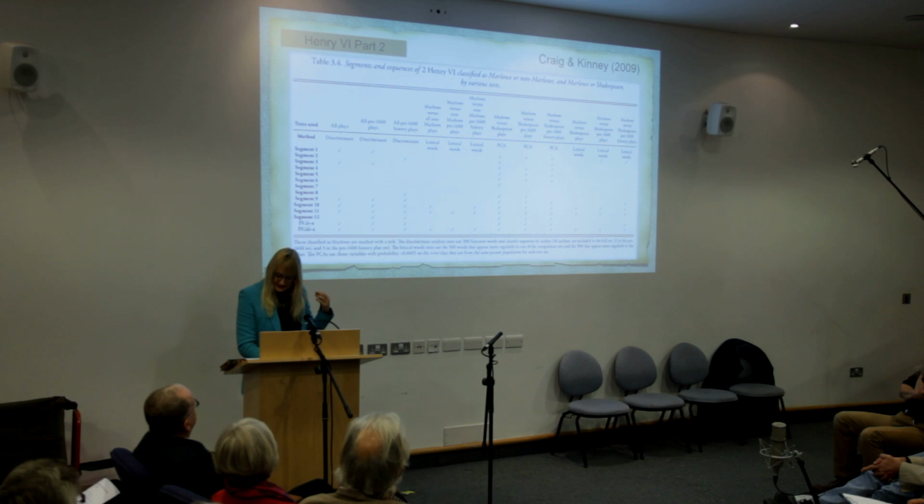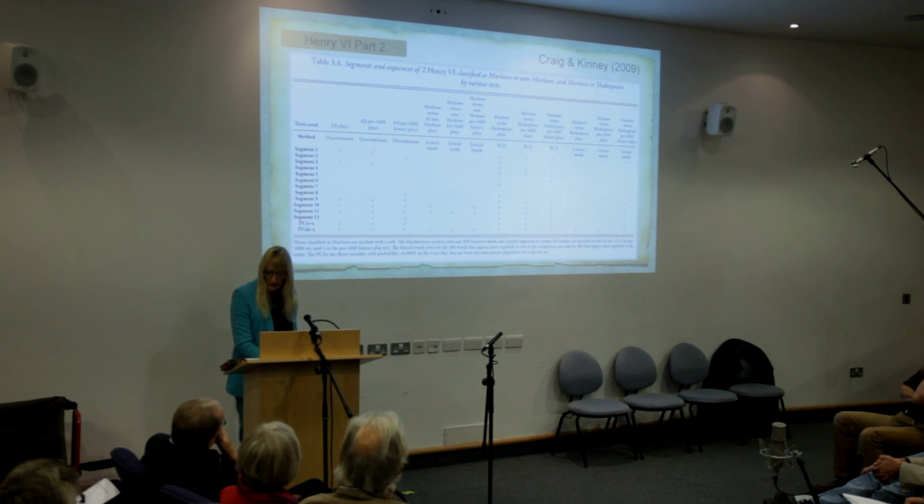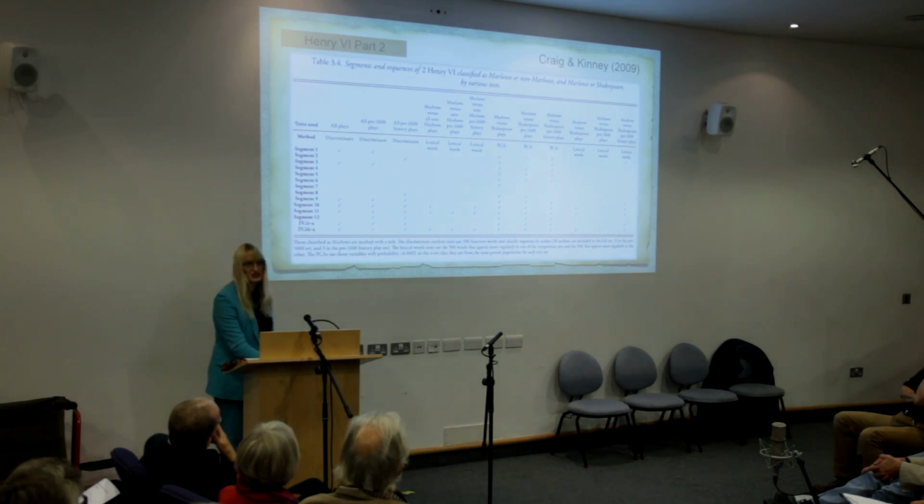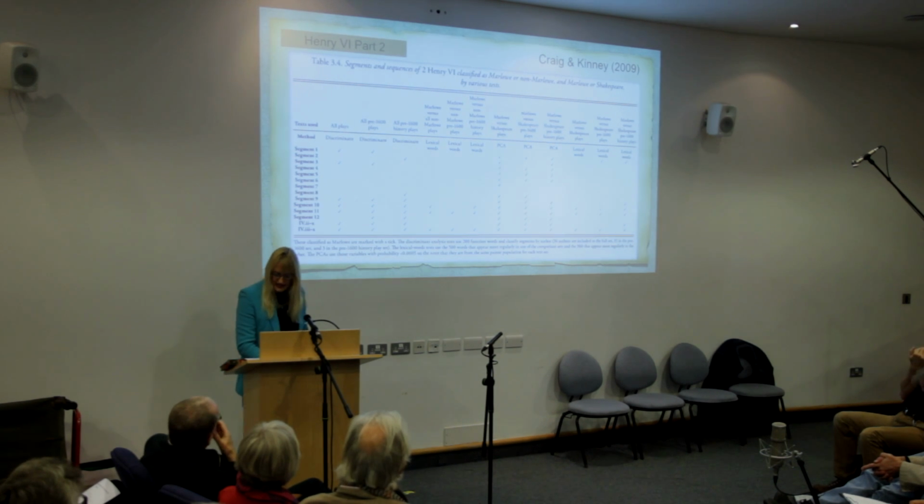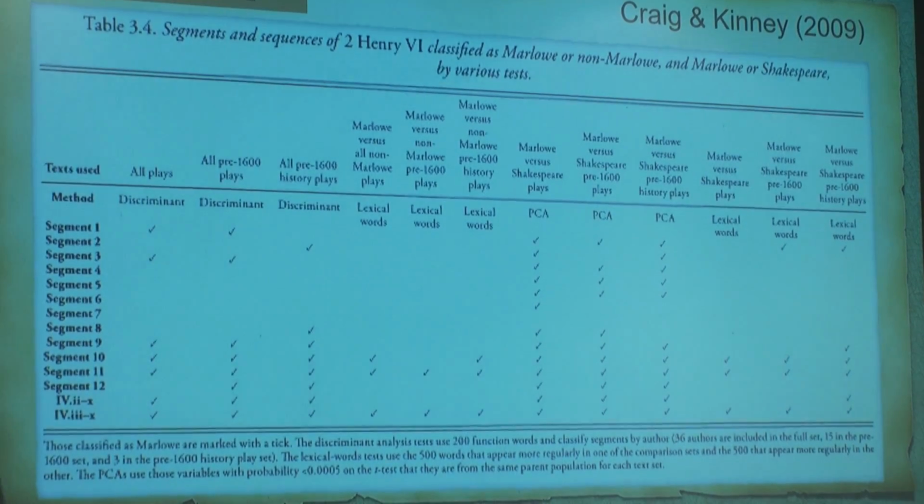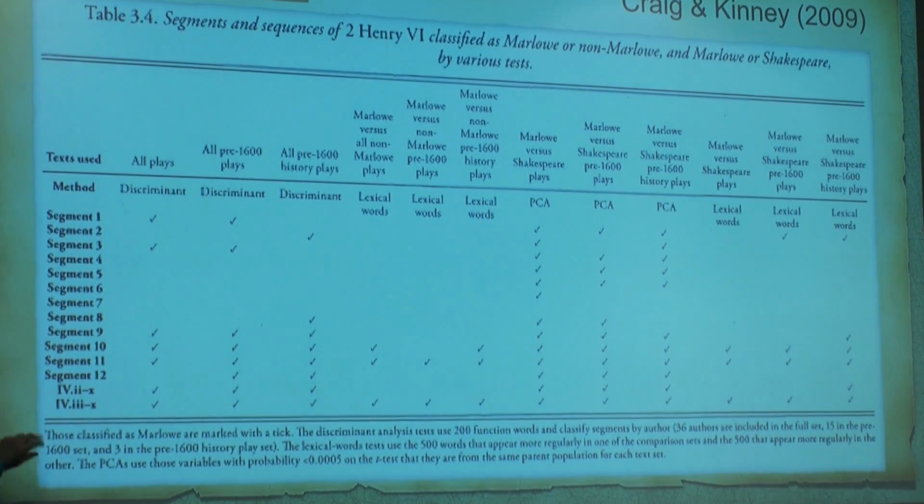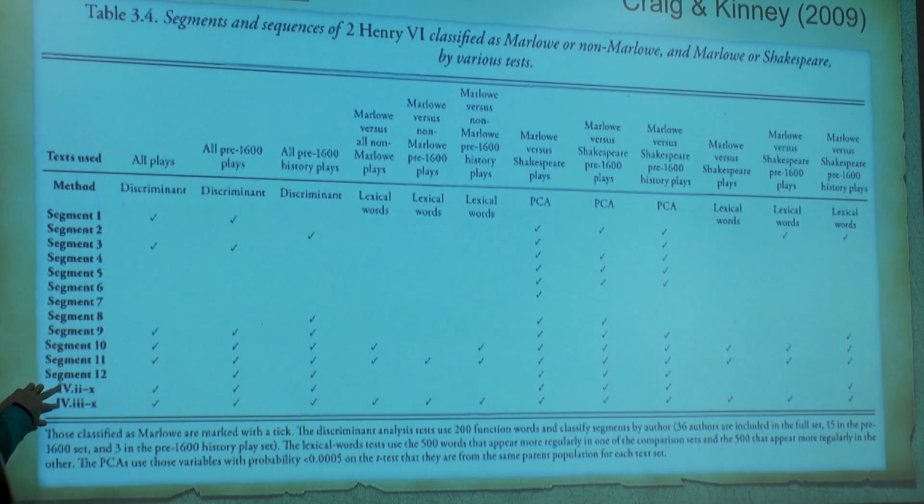Hugh Craig detected Marlowe's hand in several parts of Henry VI, Part 2. Most significantly, the Jack Cade scenes, which comprise most of Act 4. They actually pulled them out separately and tested the Jack Cade scenes here. I won't go into detail on the individual tests, but here are the results. And you can see they vary widely.